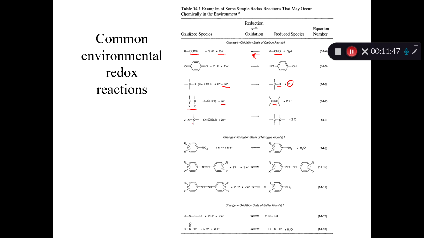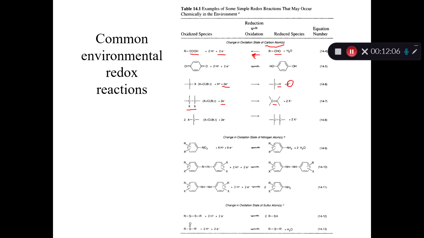Here's another example where you take 2 of these alkyl halides, and you can actually couple them, and they can start to polymerize. That's not so common, but it does happen sometimes. So this all involves changes in the oxidation state of the carbon atoms.